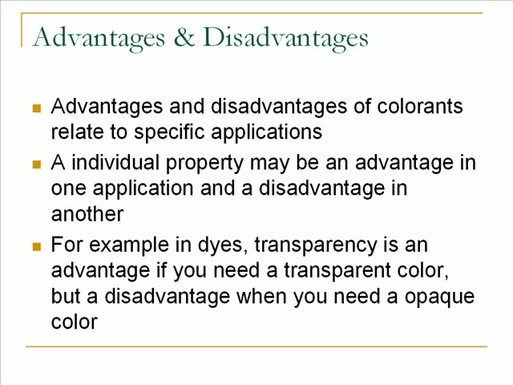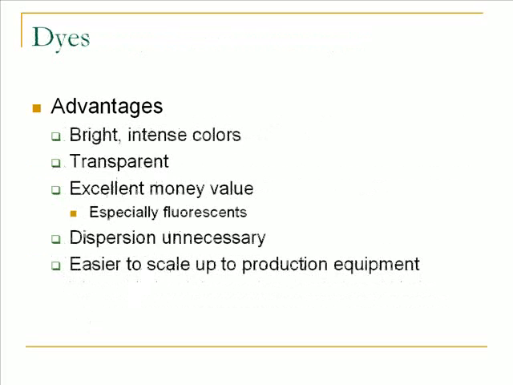Advantages and disadvantages of colorants relate to the specific applications. An individual property may be an advantage in one application and a disadvantage in another, so it depends on how you look at it. For example, in dyes, transparency is an advantage if you need a transparent color, a disadvantage when you need opacity. You'll usually have to mix it with an inorganic pigment to get opacity. Advantages for dyes: they're very bright, intense colors, very transparent, with excellent money value, especially in fluorescence. They can be expensive per pound, but you use them at a much lower level.